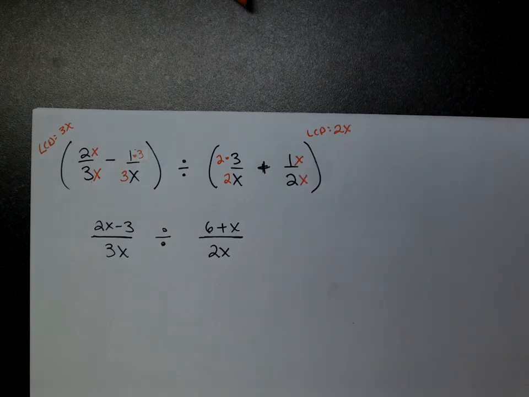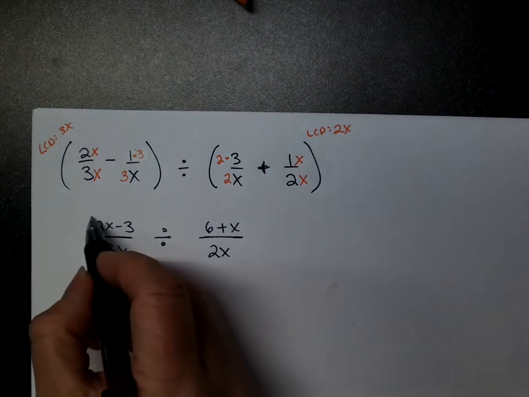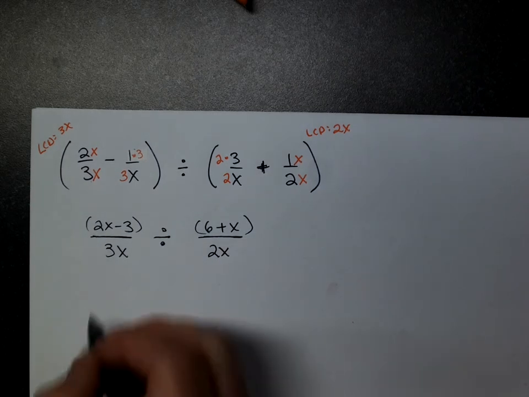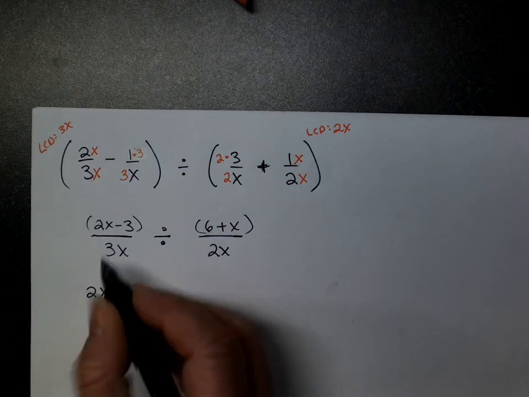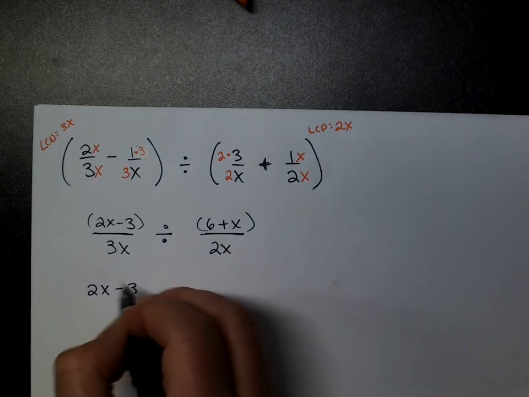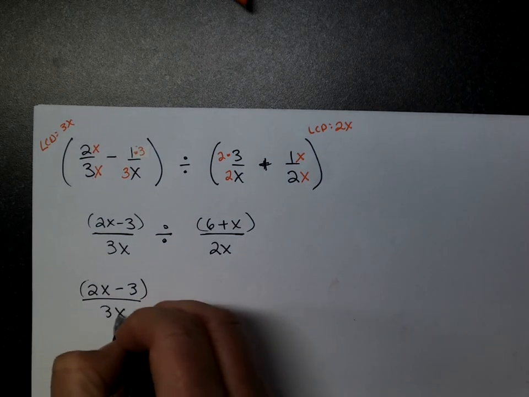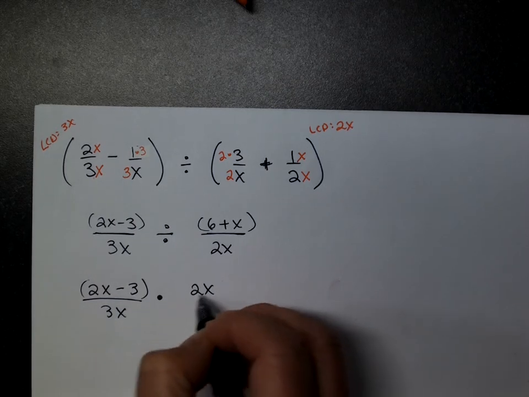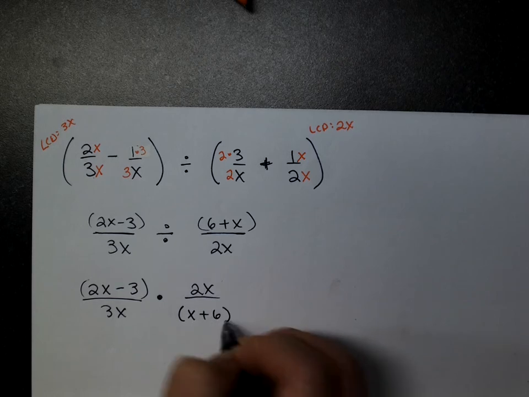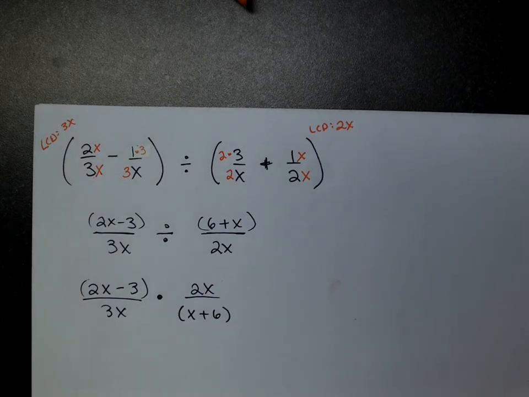Now, I've got a division problem. Lock up any binomials. Flip first, then factor. It's not wrong to factor first, but then you often forget to flip, or you start canceling things out before you flip, and that just confuses things. So 2x minus 3 over 3x times 2x over 6 plus x, or x plus 6. Addition doesn't matter. My brain wants to make it x plus 6, but it doesn't matter either way. It either matches or it doesn't.